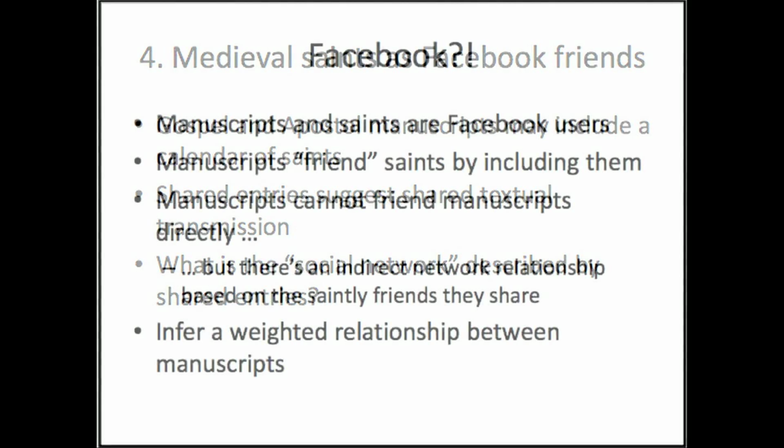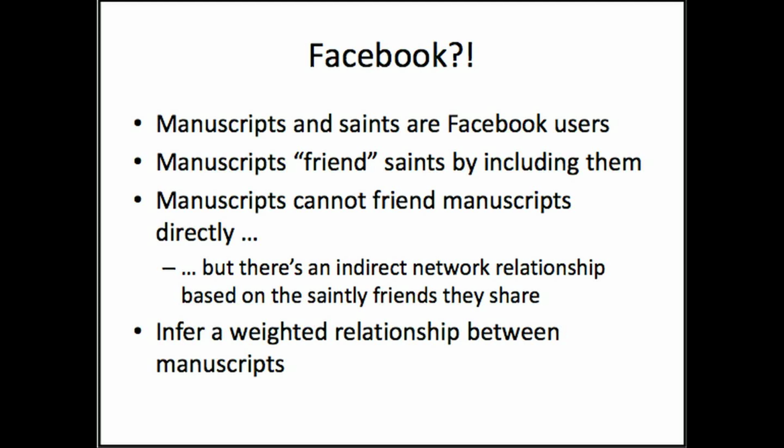Imagine that manuscripts and saints are Facebook users, right? Manuscripts can friend a saint by including them on a particular date. Manuscripts cannot friend other friends, but imagine Ariane and I, we're not friends. We're not friends on Facebook. But each of us is friends with all of you. Well, there's a very strong indirect connection between us, even though we don't know it. So if we're manuscripts and you're saints, congratulations, we've inferred an indirect network relationship. And that's what I'm trying to do here.